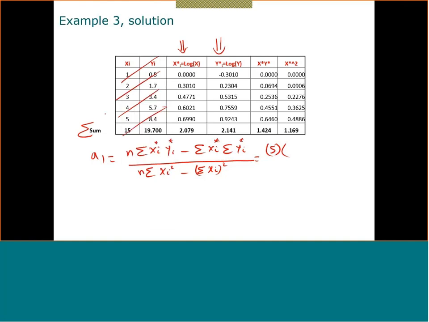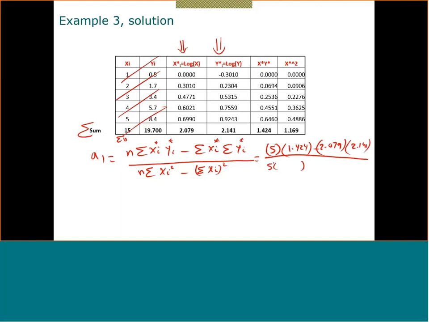So the summation of x of i times y of i is 1.424, minus summation of x of i, which is 2.079. I will answer your question once I'm done with the formula. Times summation of y of i, which is 2.141, divided by, again, n is 5, times summation of x of i square, which is 1.169 square.